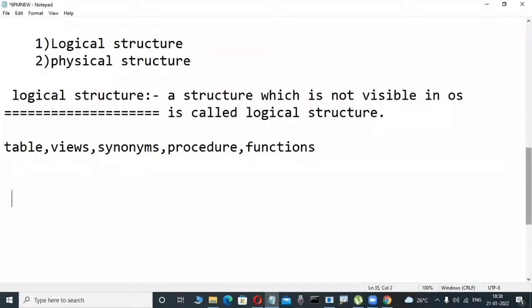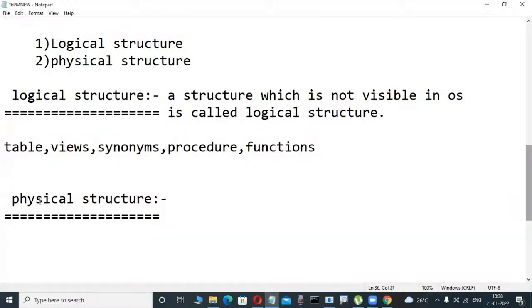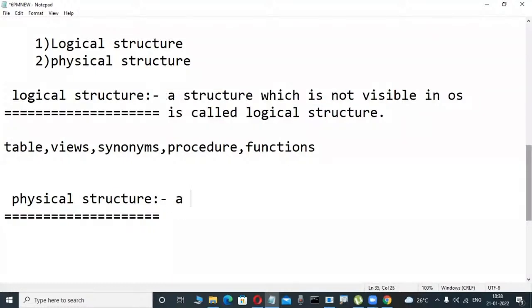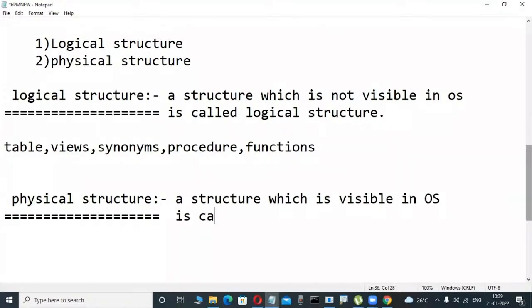Now observe it here. What is a physical structure? Don't write it, just roughly observe it. This is just for an idea. What does physical structure mean? It is the opposite: a structure which is visible in the operating system is called a physical structure.